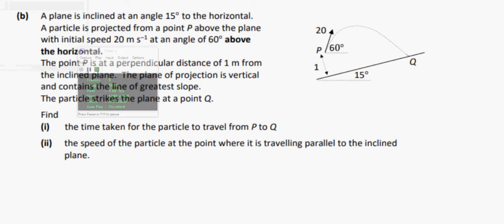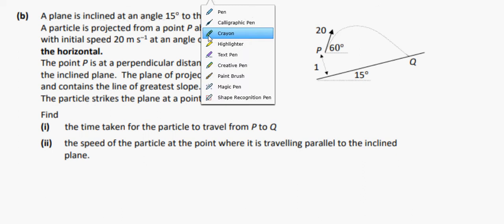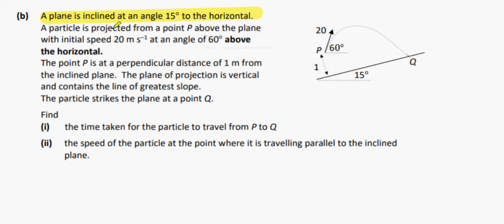Okay, a particle is on a plane inclined at an angle of 15 degrees, and the particle is projected from a point P above the plane with an initial speed of 20, at an angle of 60 degrees above the horizontal. This means your actual projection angle is your 60 taken away your 15, which is 45 degrees. So you have a 45-degree projection angle parallel to the plane.